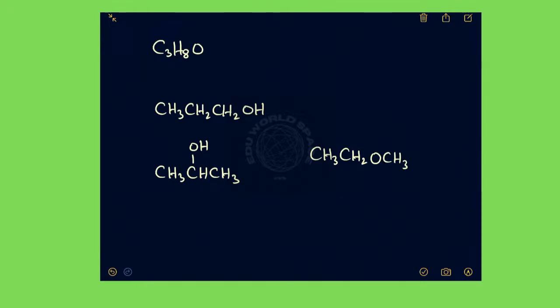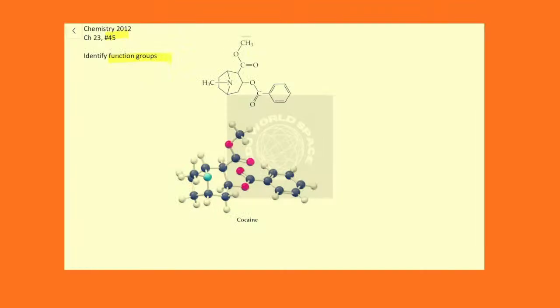Problem 45, we are identifying functional groups. Okay, so we have here the structure of cocaine, right? And we are given both the line bond structure and the molecular. Okay, so whatever is helpful or easier for you to use, just go for it, right? And I'm just going to use the line bond structure right here.